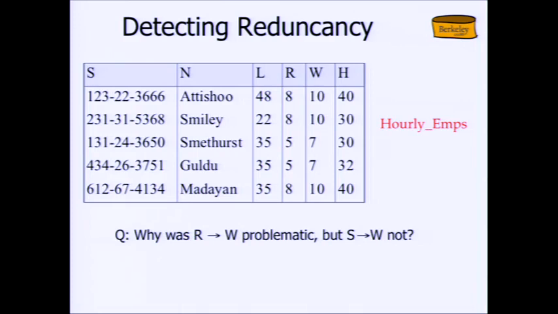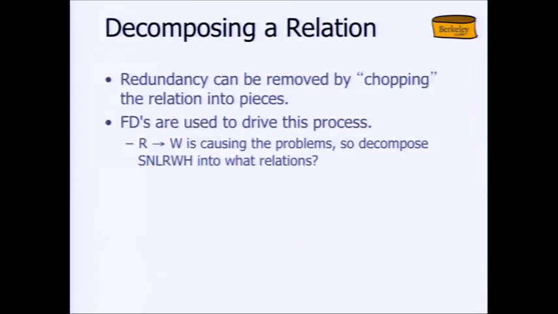The problem was R is not a key, which means there are many copies of the same R, and that redundancy with respect to W then leads to these potential anomalies. So if the left-hand side of this thing is a key, it seems like it's not a problem. We don't have redundancy. We're not repeating ourselves. And we're going to use this idea now to decompose our relations in a pretty natural way.